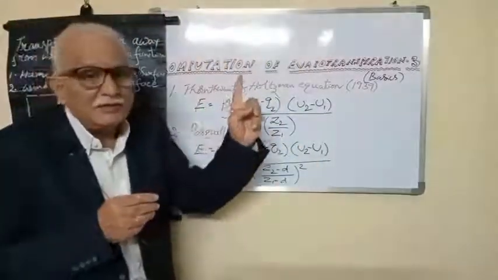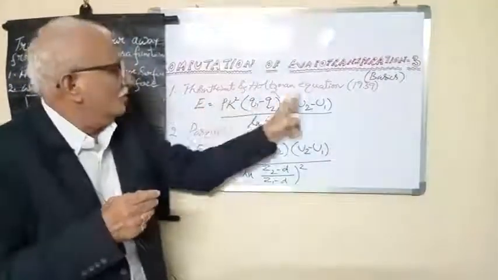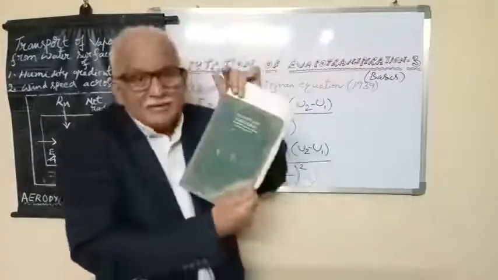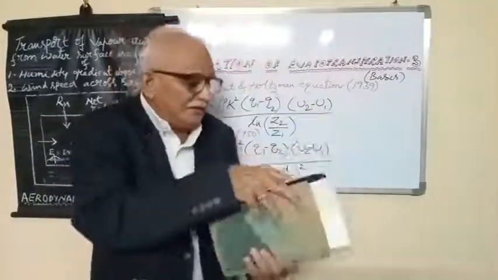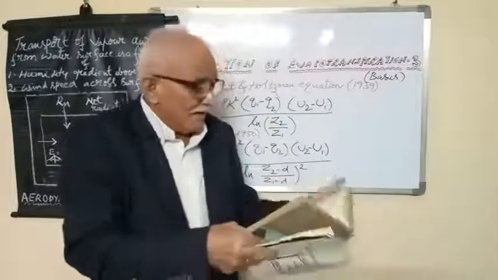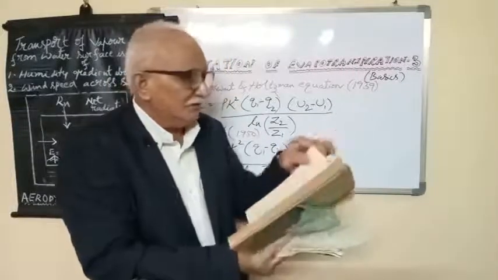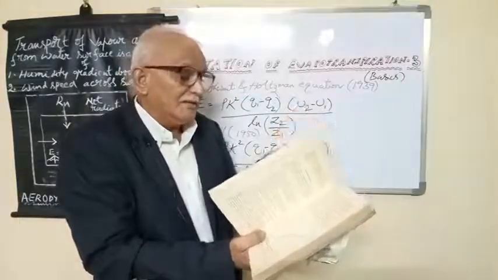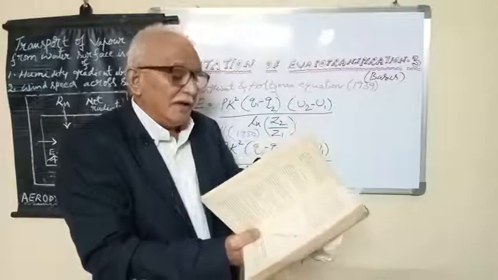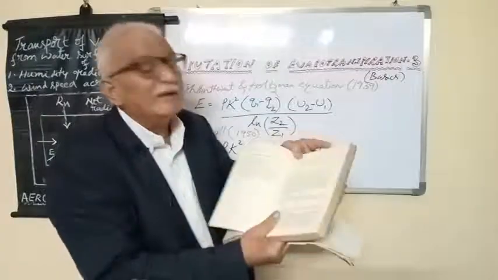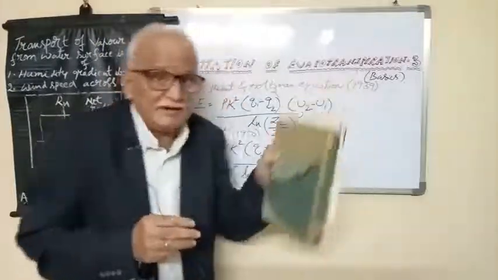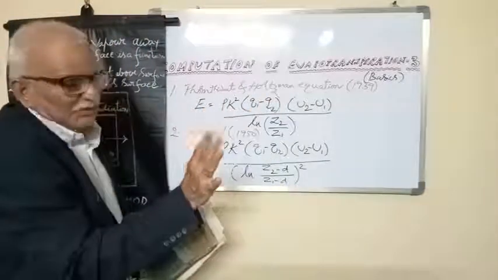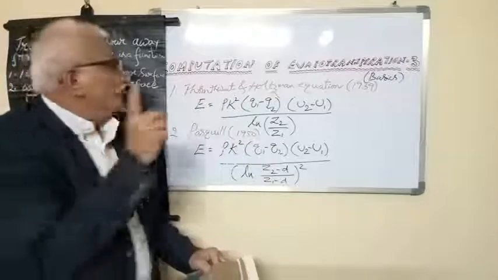First equation by using the aerodynamics: Thornthwaite and Holtzman equation, 1939. As I said, I always use Climate and Agriculture by Jen Hucha, which he dedicated to his father, pages 164, 65, 66. After the energy balance, he had gone for the aerodynamic approach. He had given, for the first time, a wonderful equation developed by Thornthwaite and Holtzman. Simple, very simple. Please remember that.